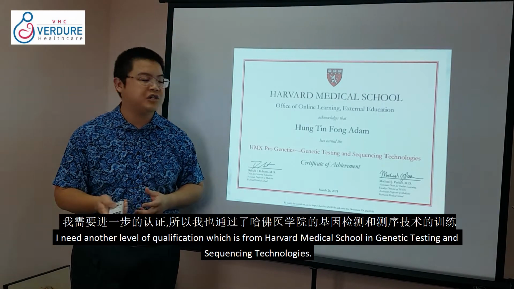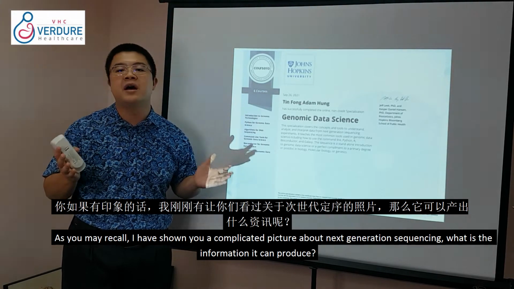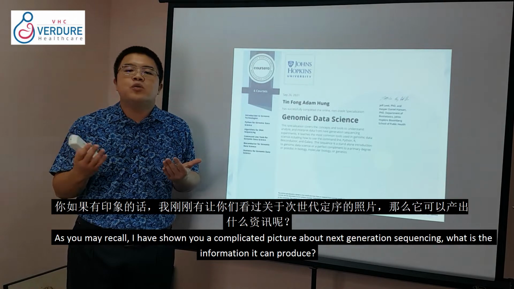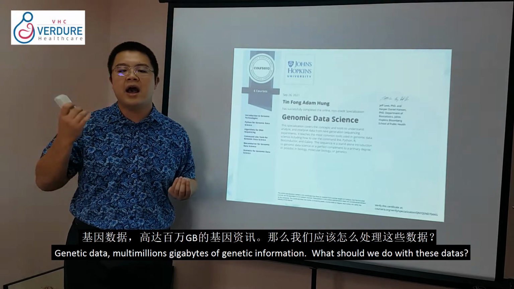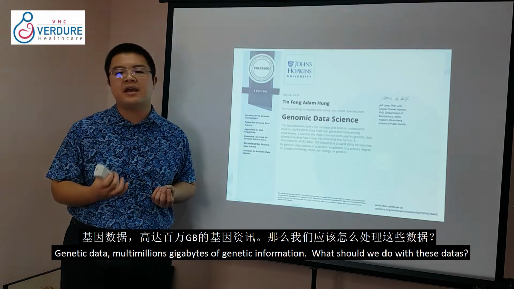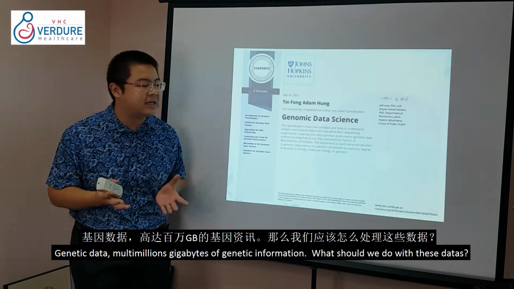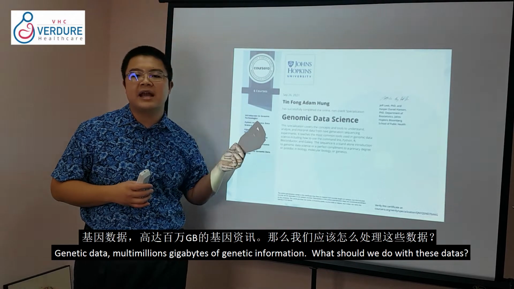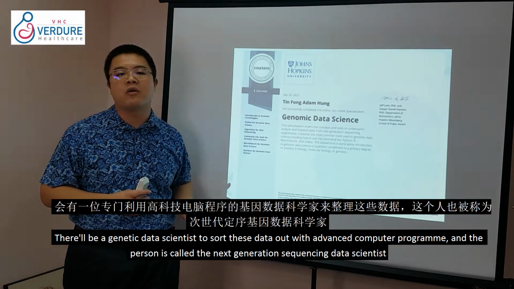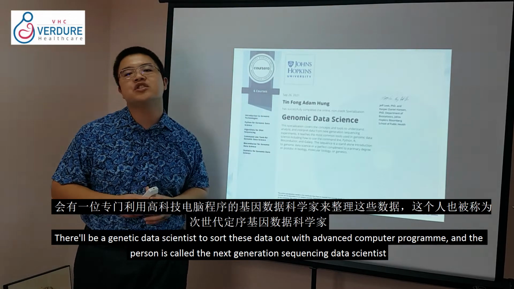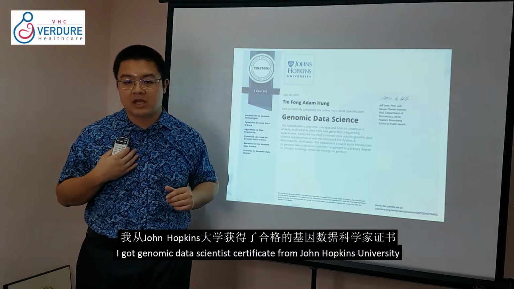Okay, so as you might recall, just now I showed you a very complicated picture about next generation sequencing. And so what will that produce? What kind of information will that produce? Data, genetic data. Hundreds and thousands, millions of gigabytes of genetic information. So what are we going to do about all that data? There will be a genetic data scientist that has to sort these data out using very advanced computer programs. And that person is called the next generation sequencing data scientist. For me, I am certified this way by Johns Hopkins University.